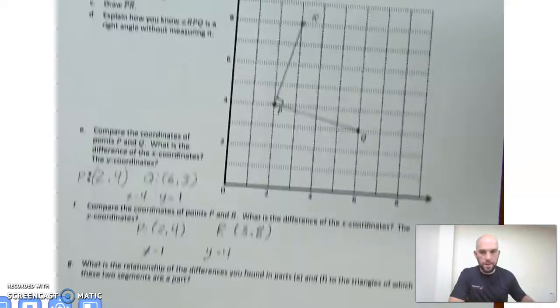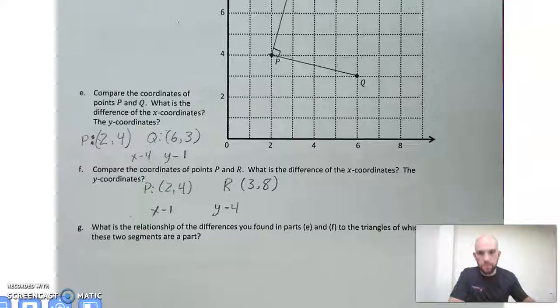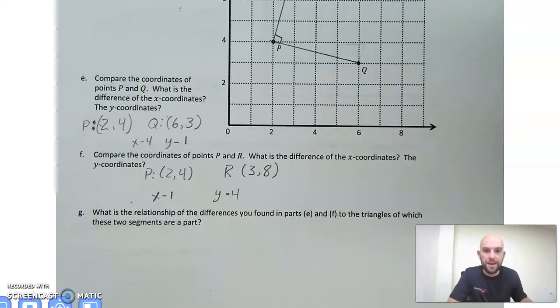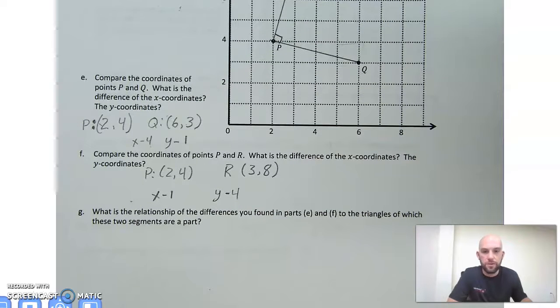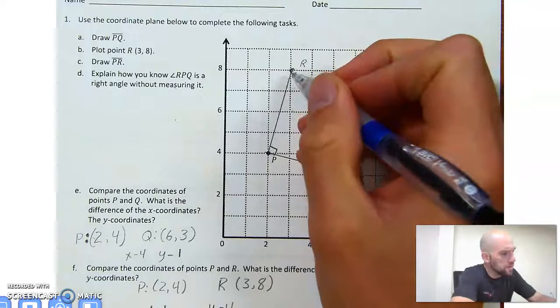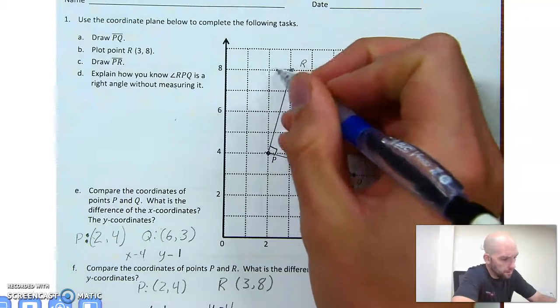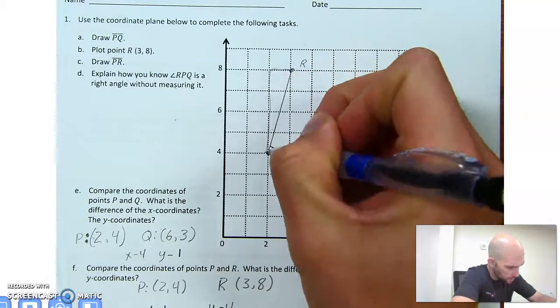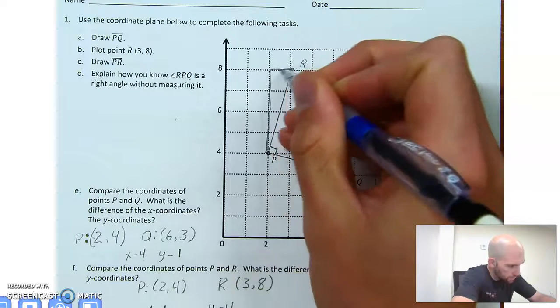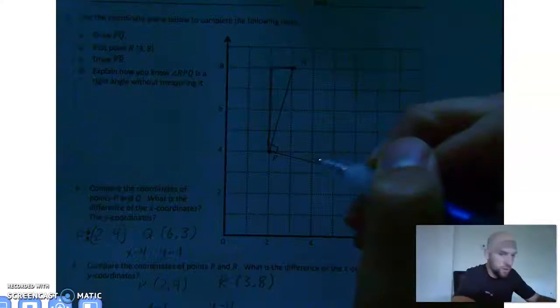Letter G says, what is the relationship of the differences you found in parts E and F to the triangles of which these two segments are a part? So I think what they're trying to say here is, if I use this triangle, 1 over, 4 down, I can make a triangle there.